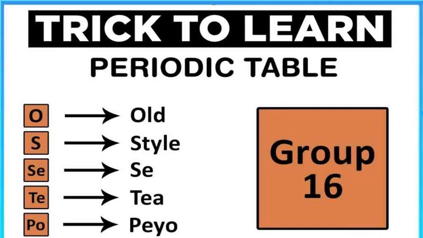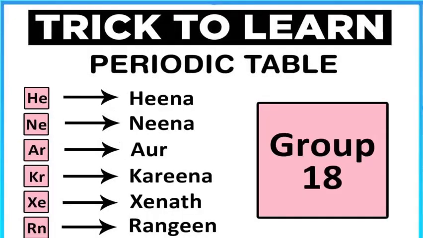Trick to remember group 16, old style से TPO. So the elements of group 16 are oxygen, sulfur, selenium, tellurium and polonium. Group 18th elements, Hina, Nina और Karina, Zenith Rangin. So the elements related to these tricks are helium, neon, argon, krypton, xenon, radon.